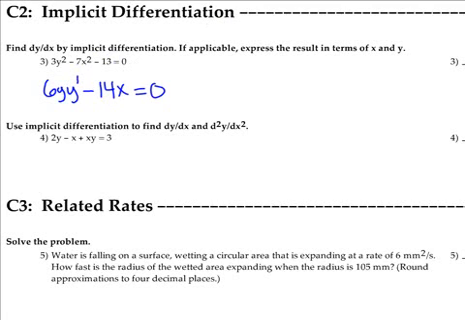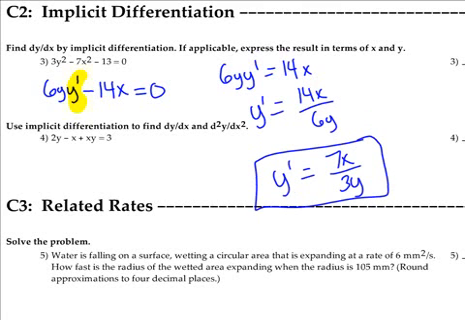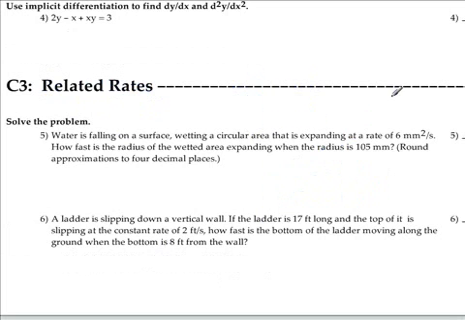In order to actually find the derivative, I have to isolate this y prime. In order to do that, I'm going to add 14x to both sides, so 6y y prime equals 14x, and then divide by 6y. So y prime equals 14x divided by 6y, and we'll go ahead and reduce. Y prime equals 7x over 3y. There's my implicit differentiation for number 3. Any questions here? Number 4 wants a little more work.